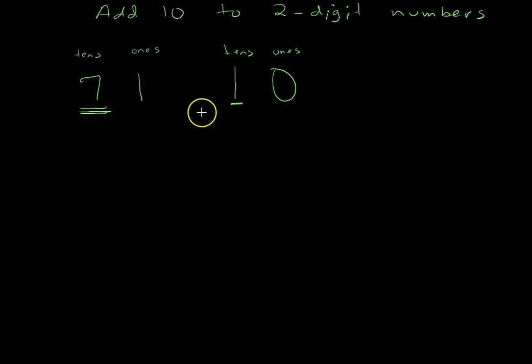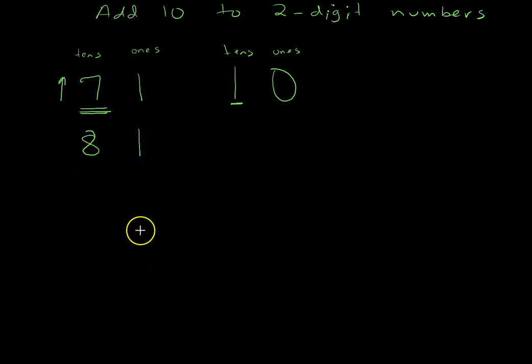That means simply that because we're adding 10, the number in the tens place is going to increase by 1 unit. So that means that this number 7, I should expect it to get bigger. So this is going to give me 8. And then the 1 is going to stay the same.